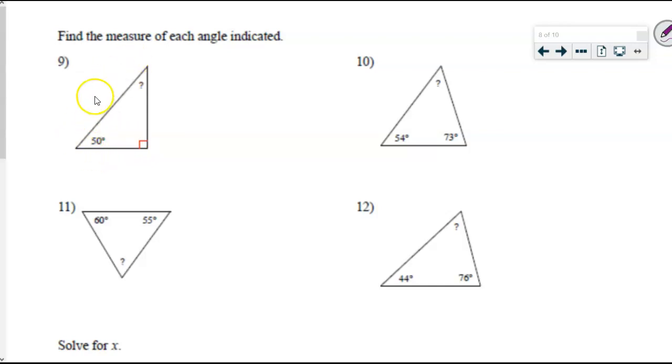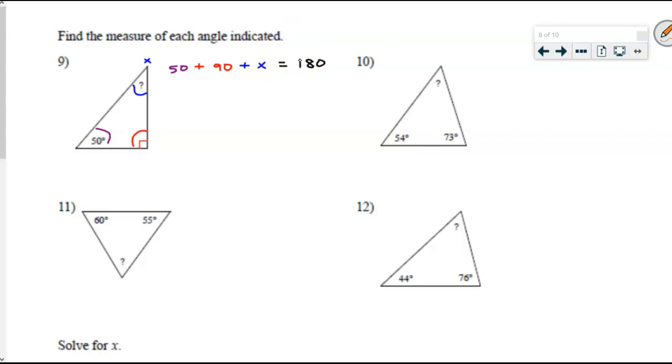Set up an equation. We have a 50-degree angle, that's right here. We have a 90-degree angle, that's right here. And 50 degrees plus 90 degrees plus mystery. I don't like adding question marks, so I'm going to call it x. So 50 plus 90 plus mystery angle x. What happens when I add up the three angles of a triangle? They add to 180 degrees.